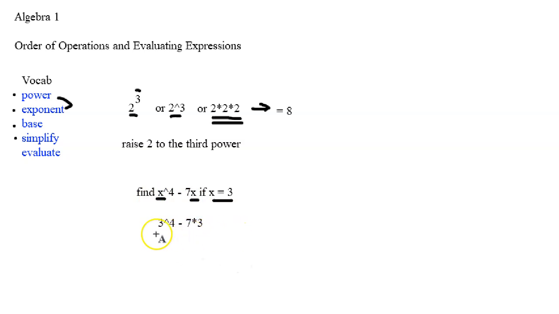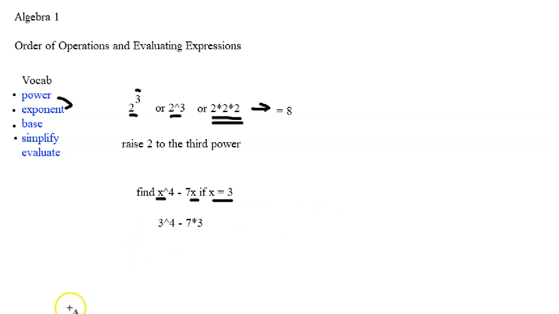Now some students would be tempted to rewrite it as 73, but remember, when a number, a quantity, and a variable are right next to each other, the operation between them is multiplication. Evaluation is substituting in 3 for every x in our expression. How do we actually solve this?